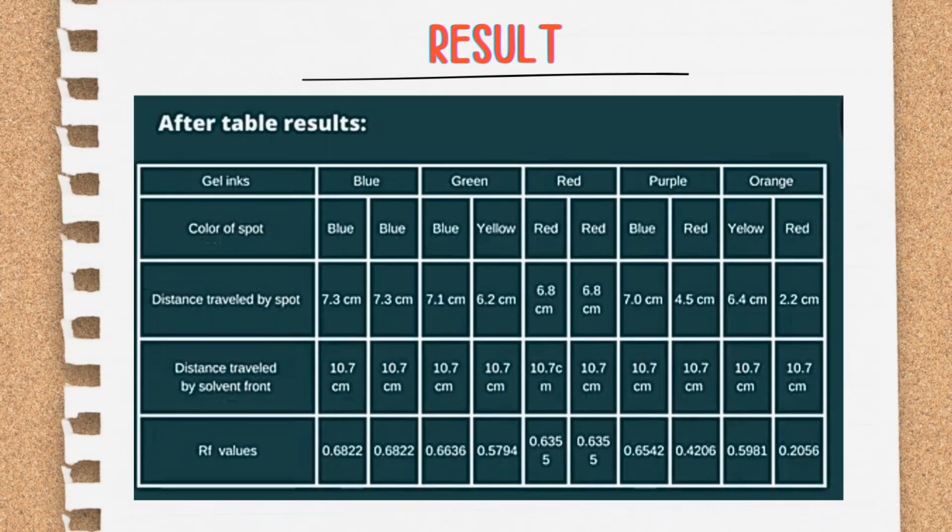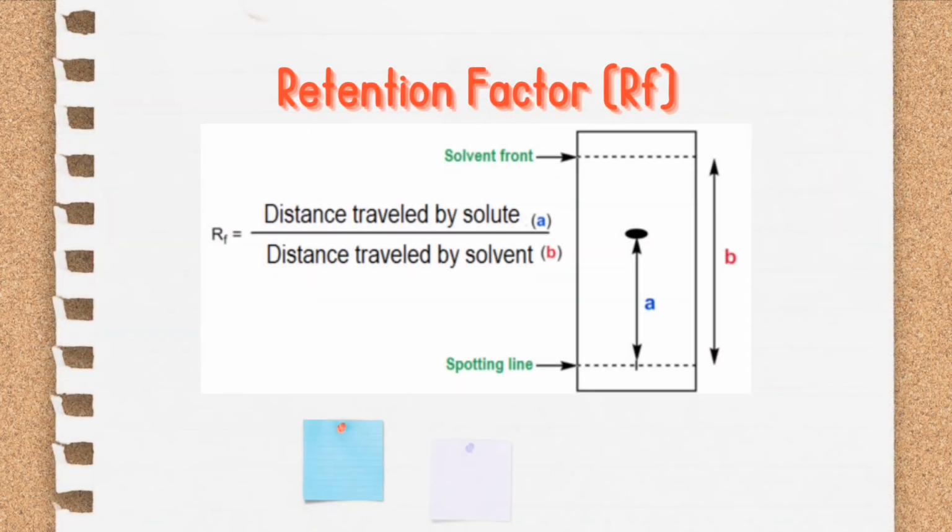As for the results, the highest retention factor value, RF, is for the blue color, which is 0.6822. This means the interaction between the blue compound of interest and the surface is strong. This is how we got the value of RF, which is the retention factor formula.